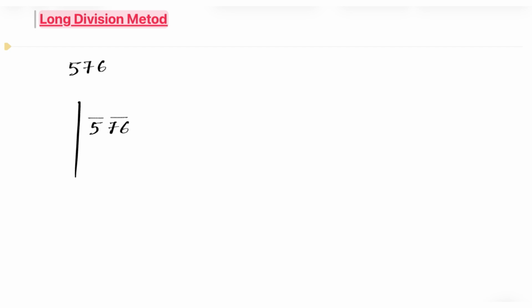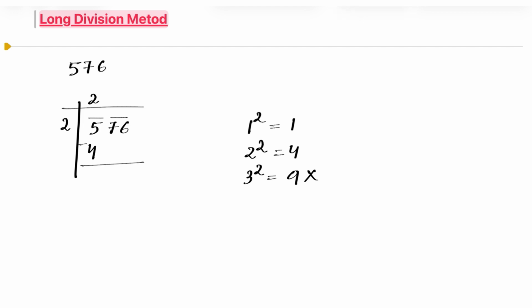Now we will start division from the left side. Here, on the left side, we have 5. So we will find a number whose square is less than or equal to 5. We know that 1 square is 1, 2 square is 4, 3 square is 9, which is more than 5. So we cannot take 3 square, we will go with 2 square. Here we will take the divisor as 2. Then 2 into 2 is 4 and 5 minus 4 is 1. After this we will bring down the next pair and our new dividend is 176.